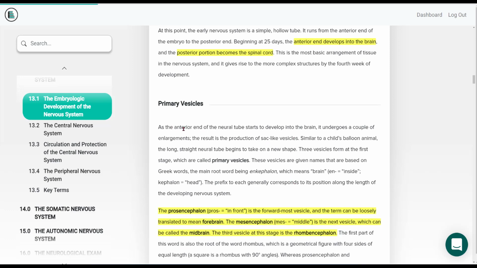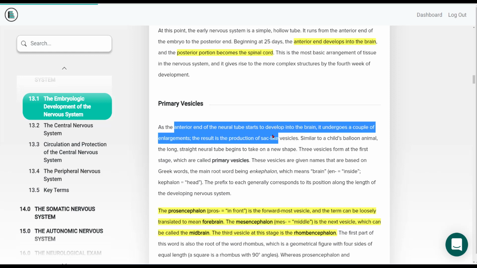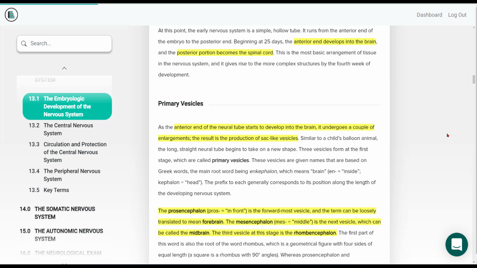So that anterior part, the part that's going to become the brain, undergoes some swelling, some enlargement, some sac-like structures. And these sac-like structures are called vesicles. And they all have the same root name. They're all called encephalon. You should recognize that en means inside, like endo, and that cephalon means head, right? A cephalic symptom, or the cephalic region, toward the head.